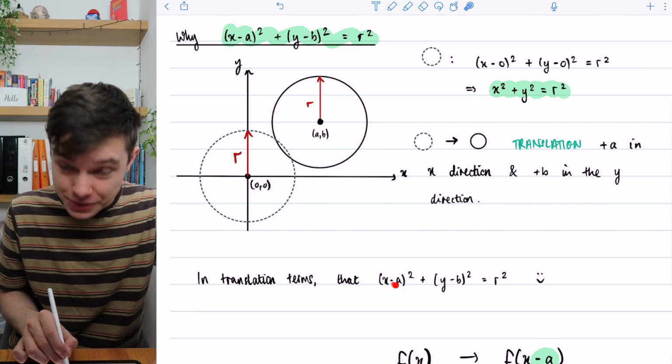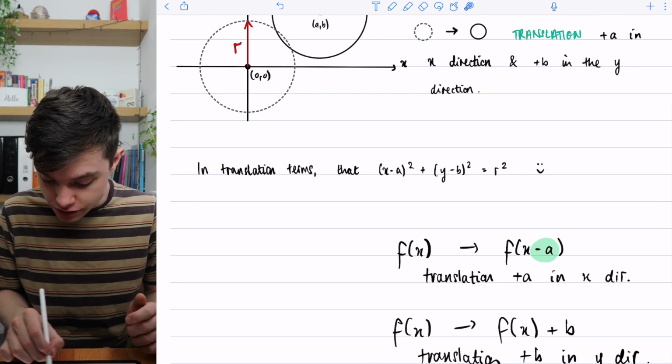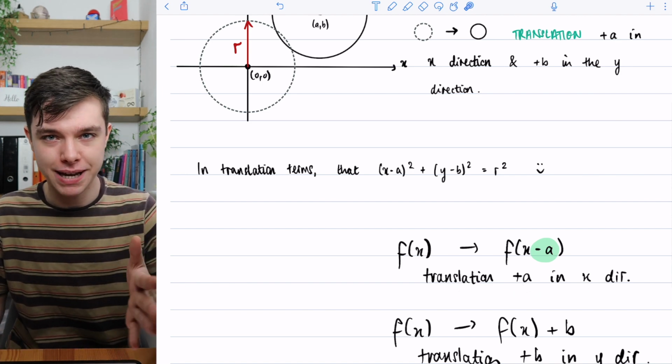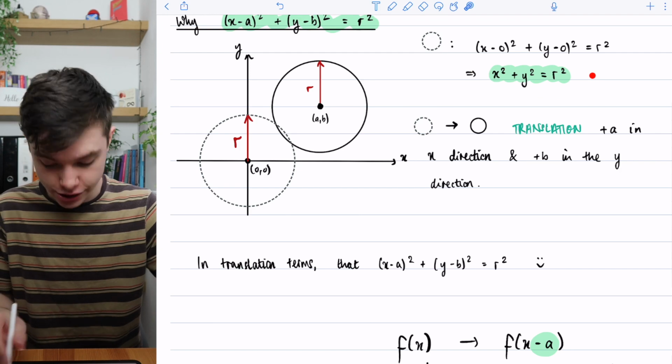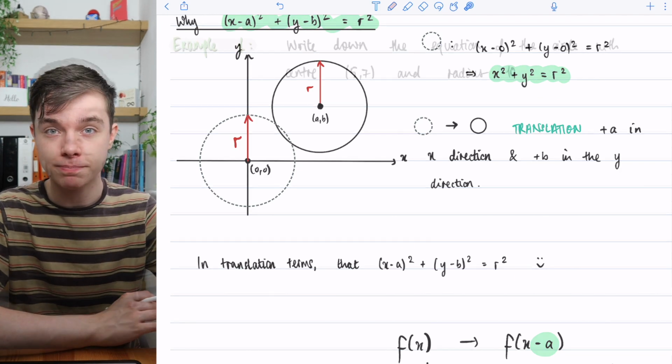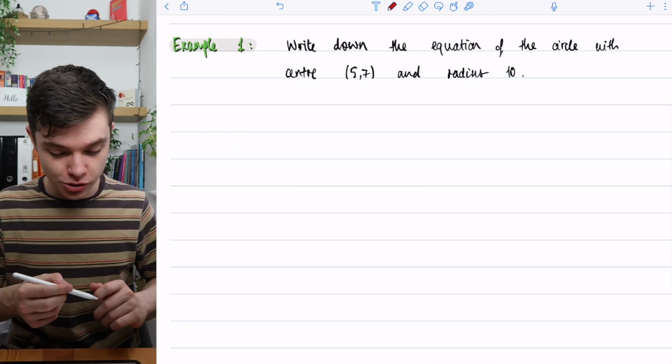So then we can think about taking it away, because that's what the translation actually means. Hopefully that makes some sense. That's how we can go from this equation to this equation. Okay, now let's have a look at some examples.